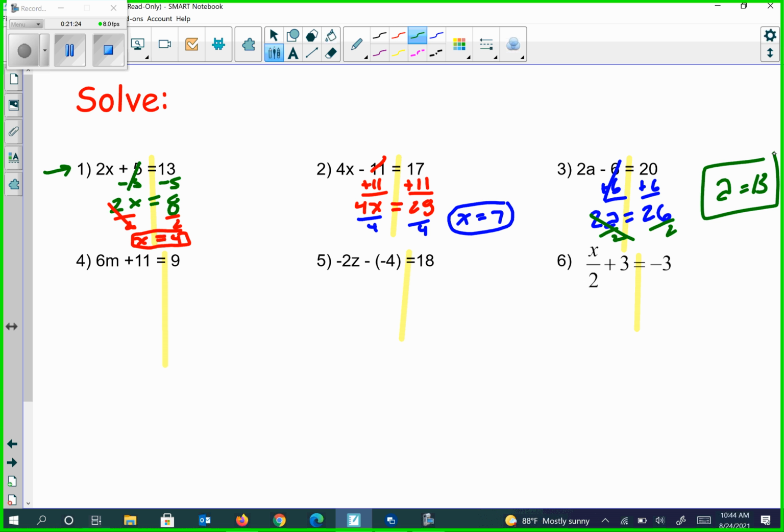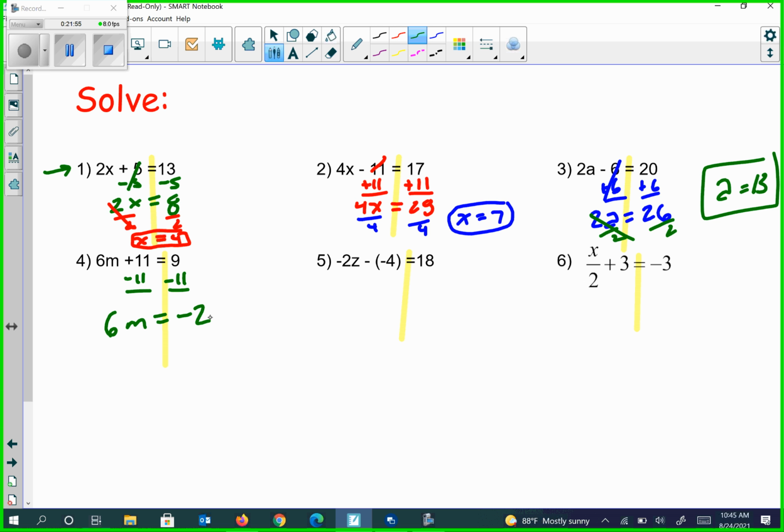Number 4. Where do you want to start? Someone on the far side. Anyone? Go ahead. Okay, minus 11 or subtract 11. I understand your terminology. So 9 subtract 11. I have $9 in my pocket. Something costs $11. How much do I owe? 2. So that's negative 2.